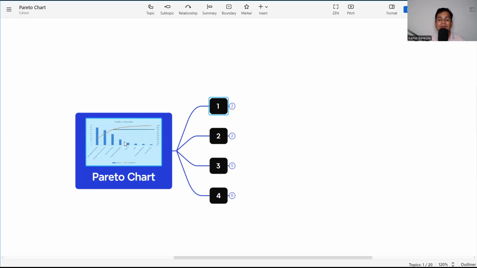So without wasting time, let's jump into the subject, that is the Pareto chart or the Pareto principle. Now, what is the Pareto principle? Before that, I want to remind you that the Pareto principle or the Pareto chart is one of the major QC tools, among the 7 QC tools that are widely used in industry throughout the world.